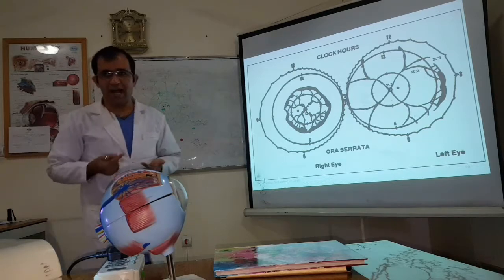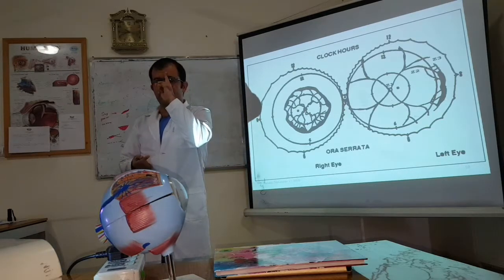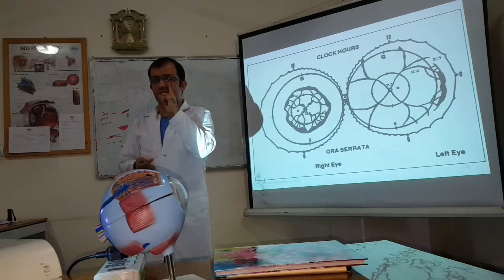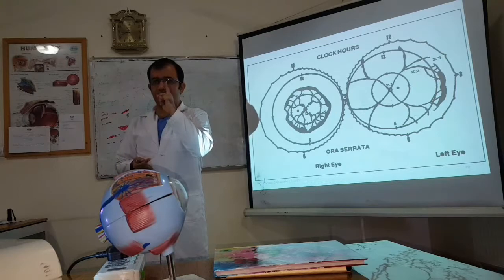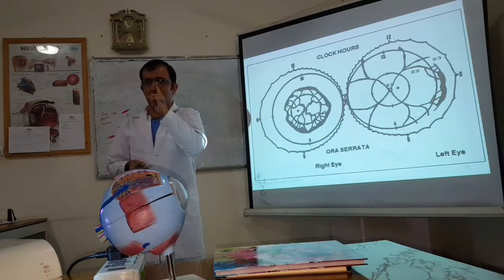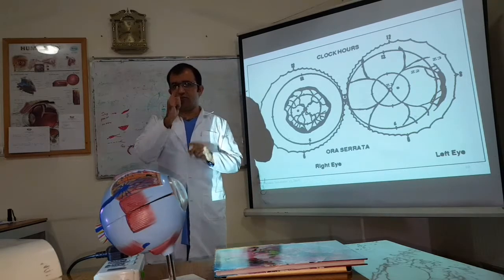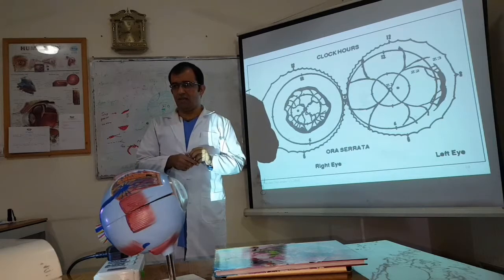And also look at my eye. This is going to be the 12 o'clock for my left eye, and this is going to be the 6 o'clock. And this is going to be the 3 o'clock, this is 9 o'clock. So the 9 o'clock area for the left eye is the nasal side. But for the right eye, the 3 o'clock is the nasal side. So these two things are opposite, you must consider.